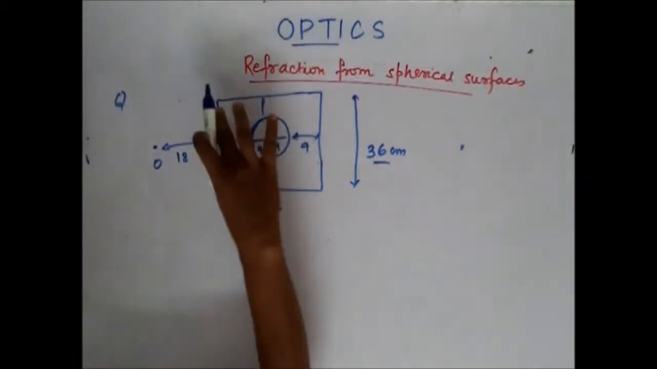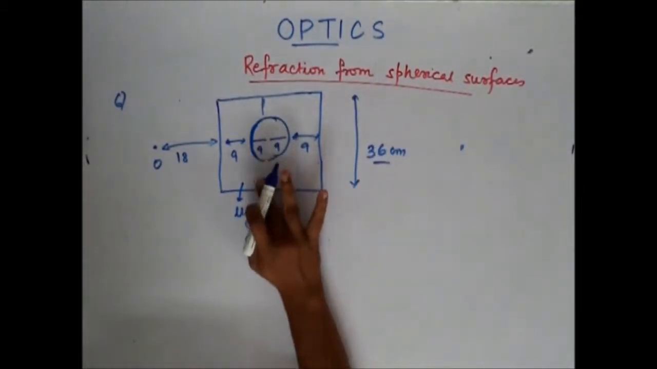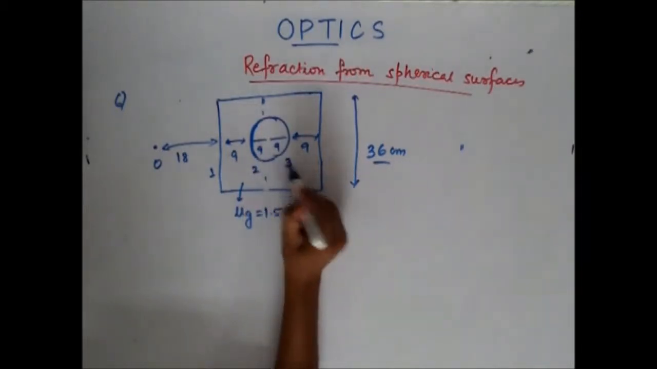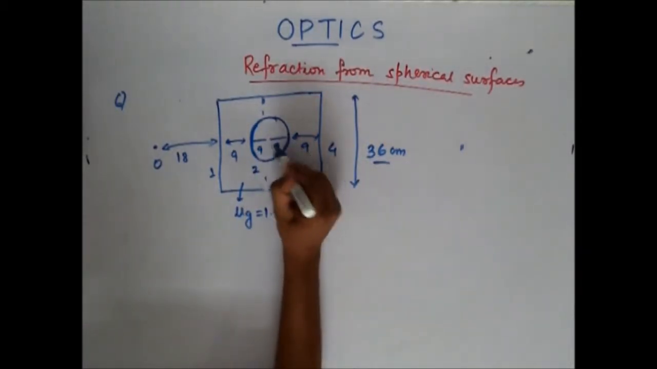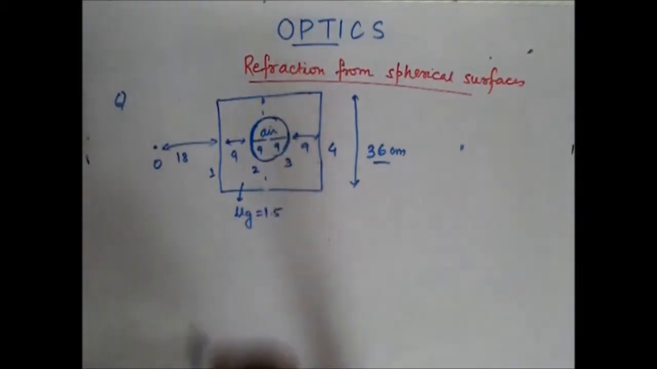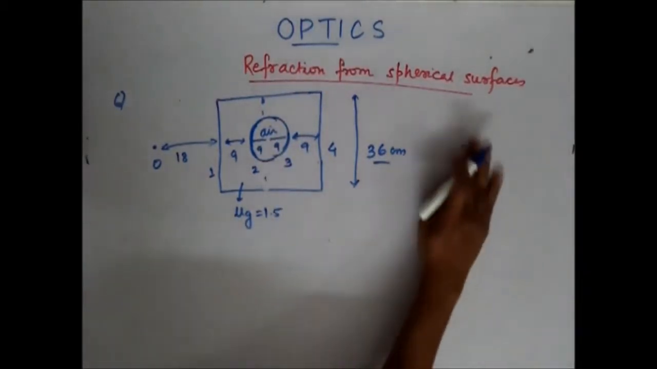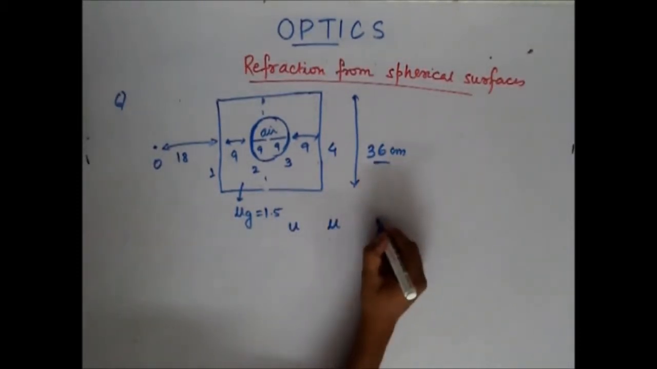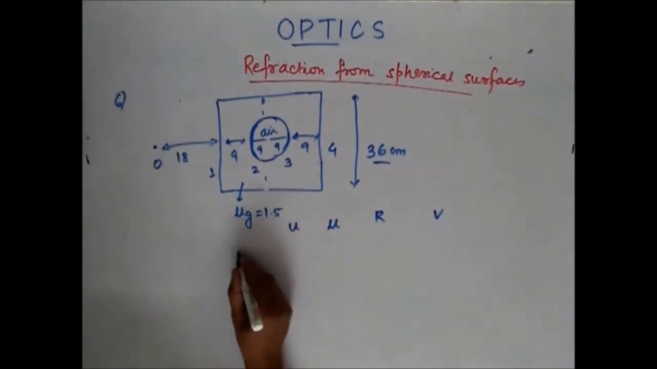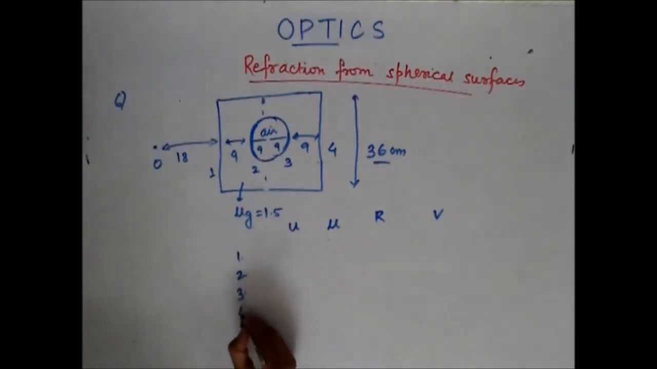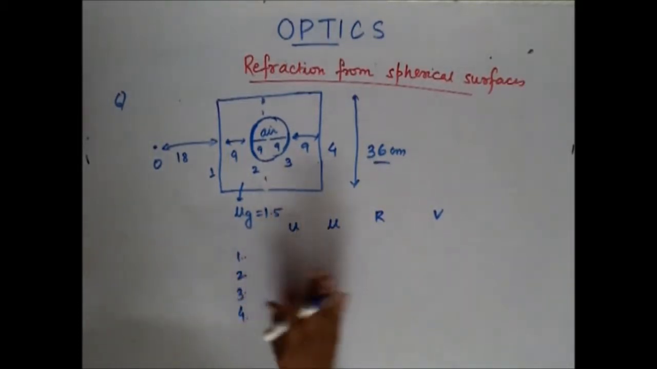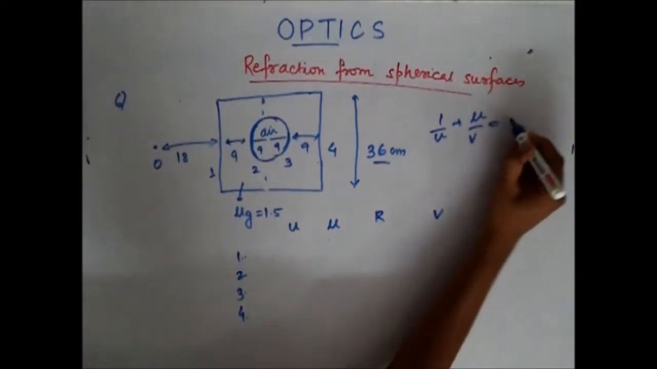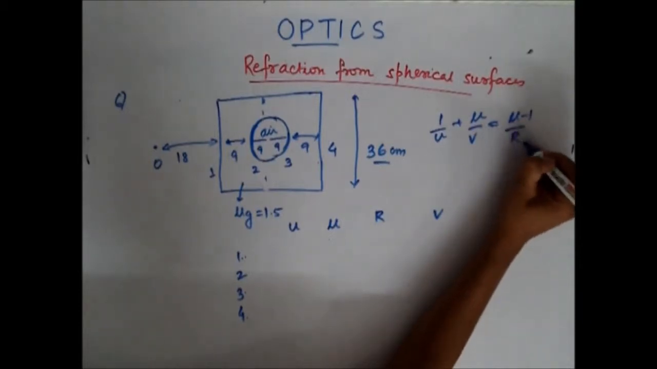So in this case, we need to consider each surface and then we need to consider the refraction occurring at each surface. So this is my first surface, this is my second surface, this is my third surface, this is fourth surface. This is the third surface and this is the second surface because we have air inside it. So let's write what is u, what is mu, what is r and what is v for each of the four surfaces. For each of the surfaces, I'll use the same formula, that is 1 by u plus mu by v is equal to mu minus 1 by r.